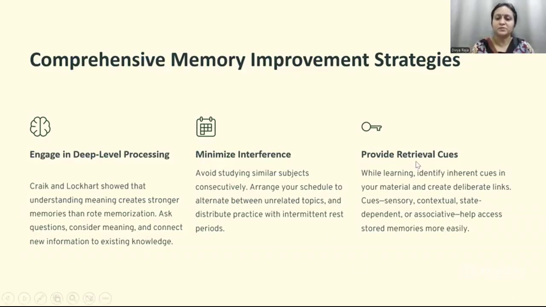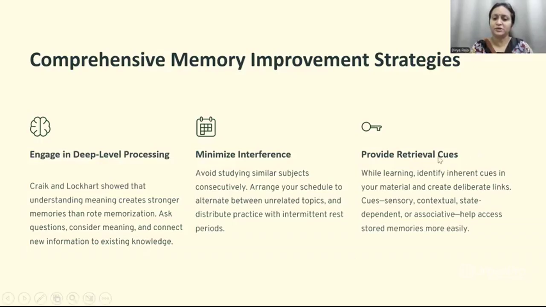And the last one is providing retrieval cues. So when you're studying, in your information itself, in your notes, you have to identify some cues for retrieval and create some links between the different topics. So this will make it easier to remember all the topics. Instead of trying to remember the entire lesson as such, you're trying to remember different topics under the same lesson.